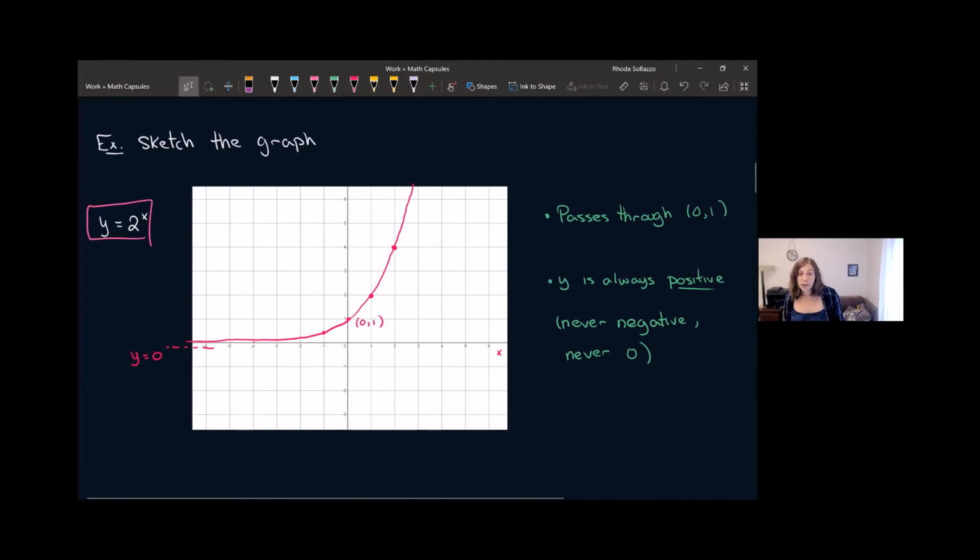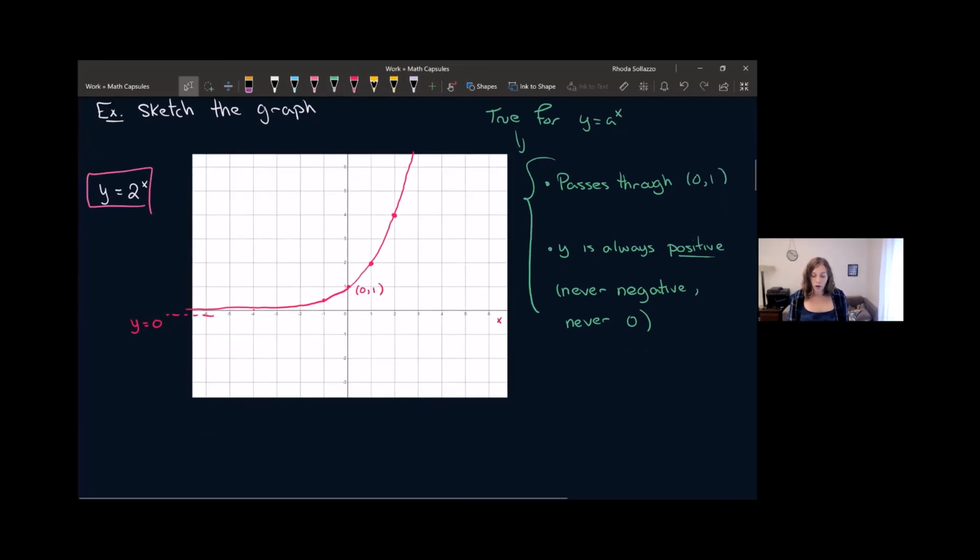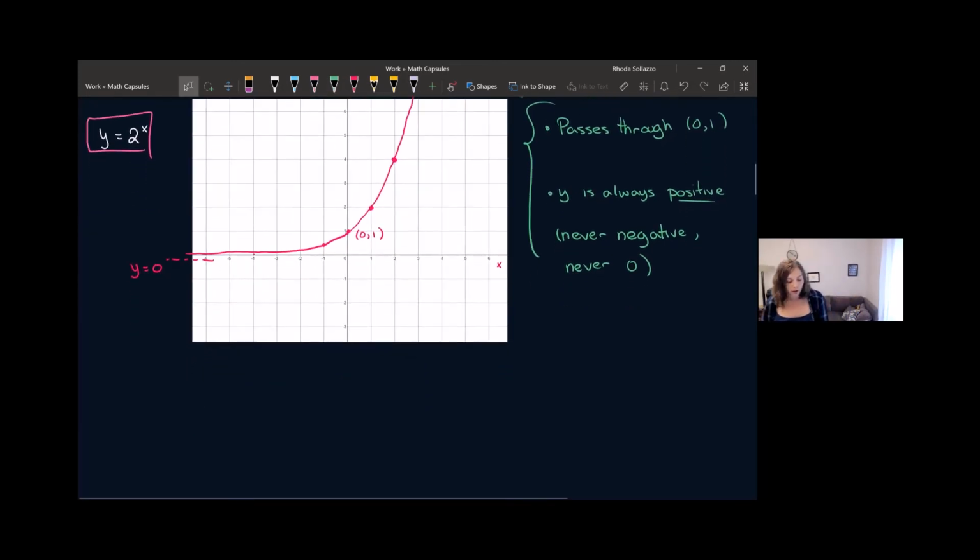So the things we noticed here are going to be true no matter what base a we might choose. This is true for all exponentials. There are a couple other properties that I notice here that aren't always true, but they're true for the case when our base is greater than 1. Anytime your base is greater than 1, we're going to see the same behavior that we have for 2 to the power of x on the left and on the right-hand side.